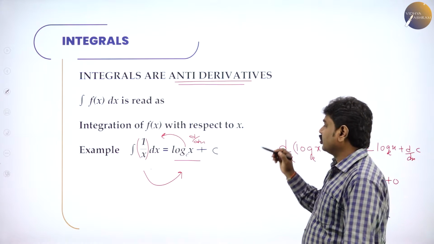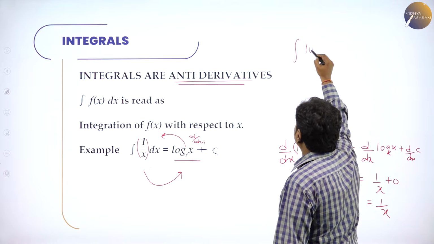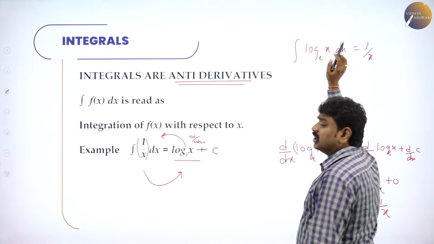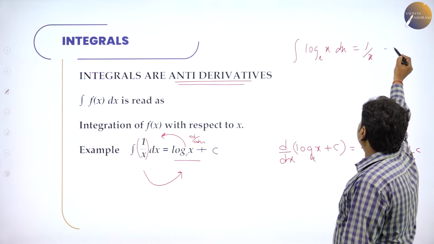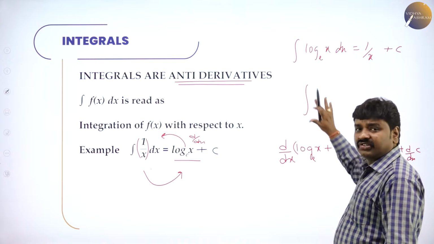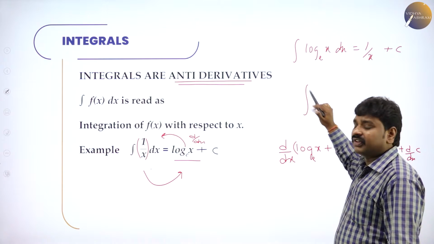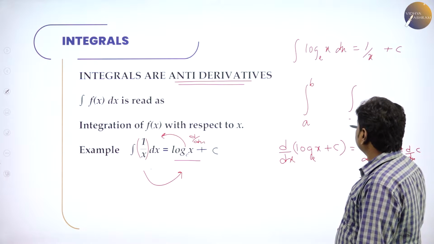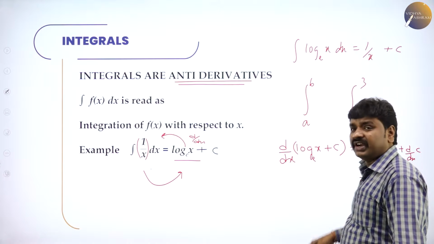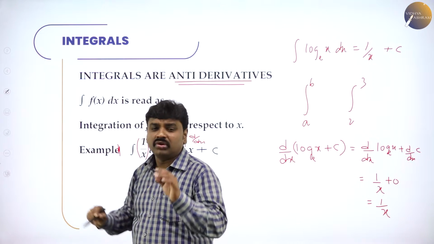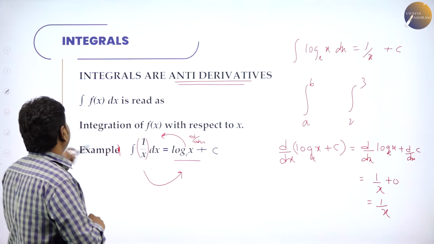One simple example I took, integration of log x. Integration of log x with respect to x is 1 by x. Why? Because when I differentiate 1 by x, plus c also will be written. Whenever we write only this, it is an indefinite integral. If I write from a to b, like from 2 to 3, then we call it a definite integral. First we should become thorough with indefinite. Here I am not writing limits. So now we are discussing indefinite integrals.